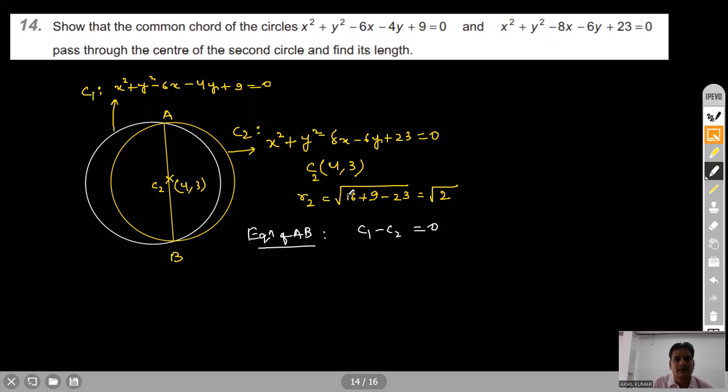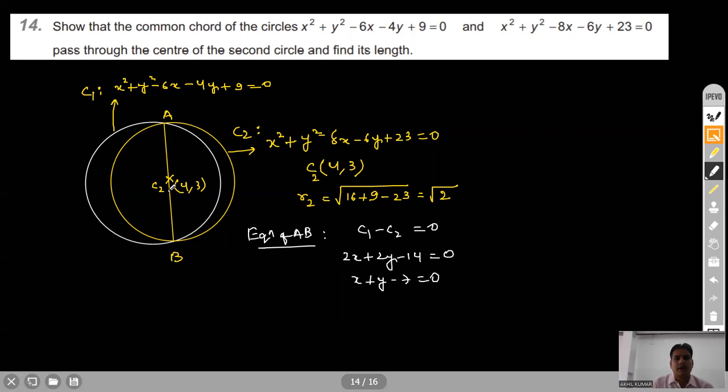So this will be minus 6x plus 8x, that will be 2x, right? 2x minus 4y and then plus 6y, so this will be plus 2y. And plus 9 minus 23. Minus 23 plus 9, it will be minus 14. So this will be minus 14 is equals to 0. Okay, or we can simply write it as x plus y minus 7 is equals to 0.